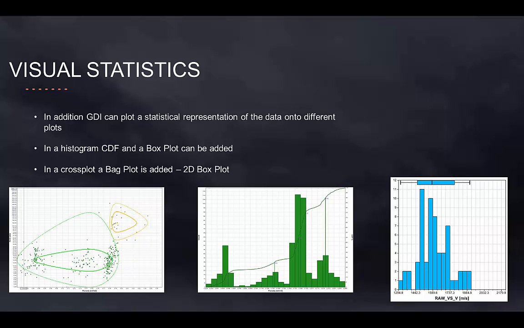When it comes to creating some visual statistics, we can add a number of different items onto our plots to give some visual description of the statistics that we can have for our data. So in a histogram window we can create a cumulative distribution function which shows the different percentiles of the data, and we can also produce a box plot which again is based on the descriptive statistics and the percentiles. In the crossplot window we can also show a bag plot, which is essentially a 2D box plot covering two axes of data.